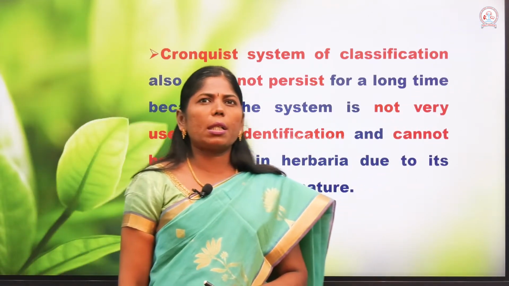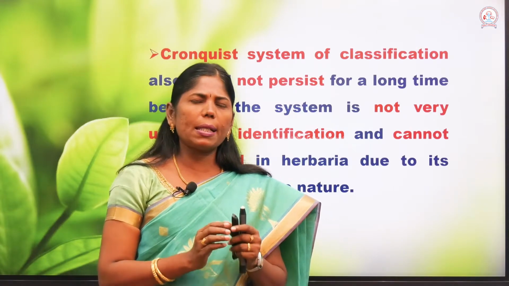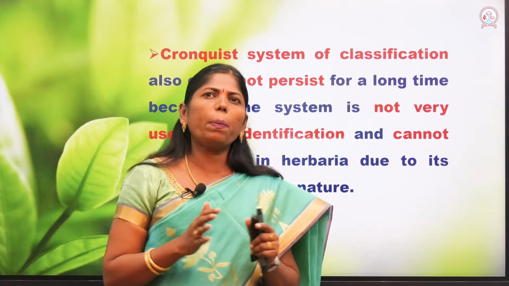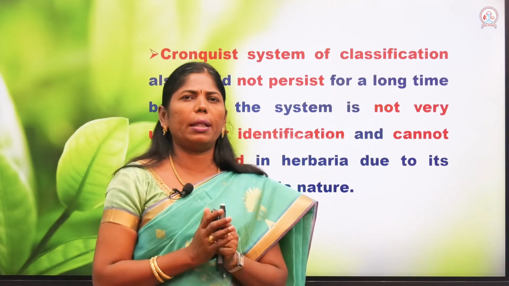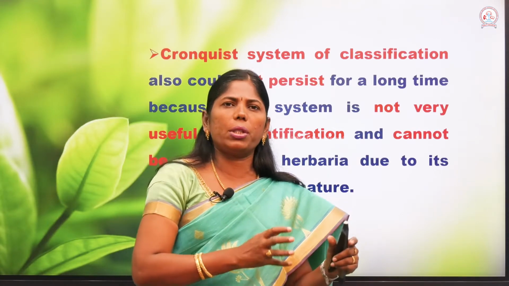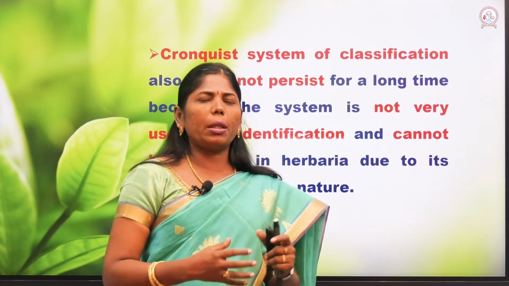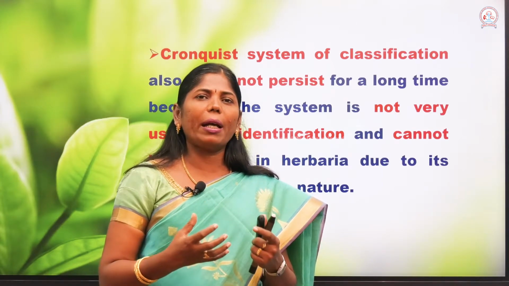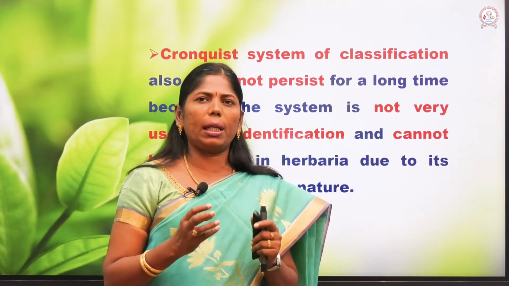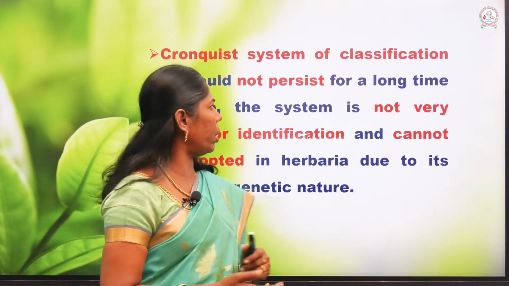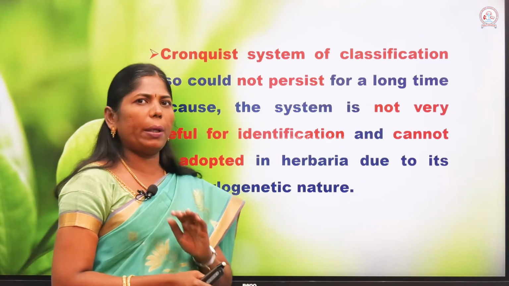So Cronquist's system of classification did not persist for a long time. It could not be continued for long. So what is the reason for that? Everything, all the characters, should be based on the phylogenetic relationship. Plants arising from such a phylogenetic relationship could not be maintained in the herbarium, because identification was very difficult. Okay? So it could not be continued for a long time.